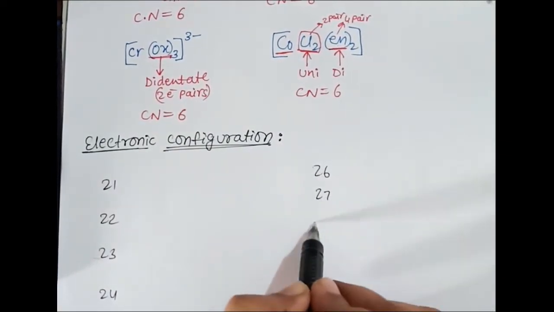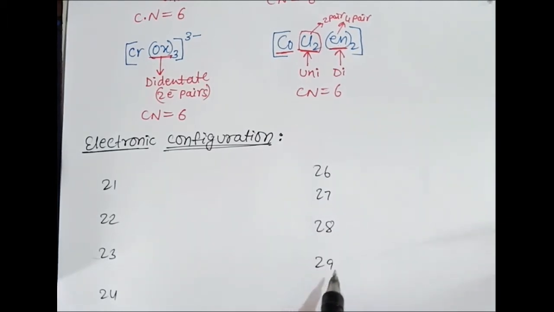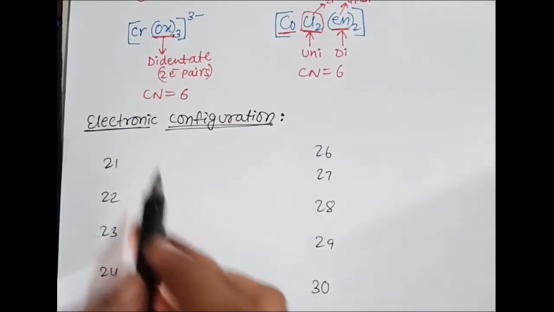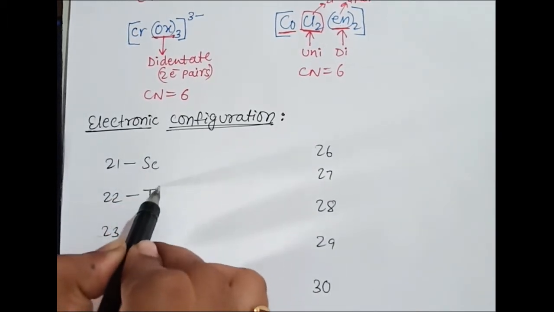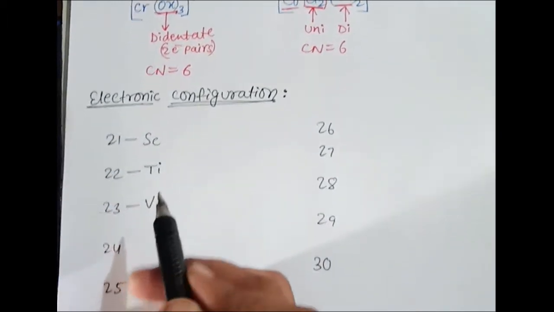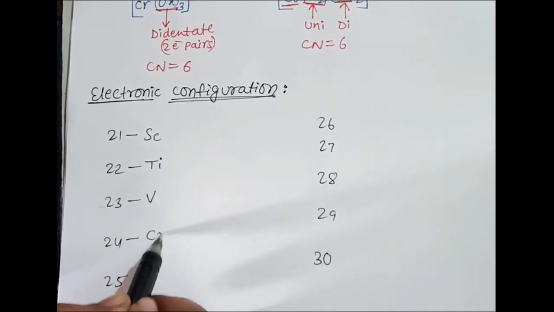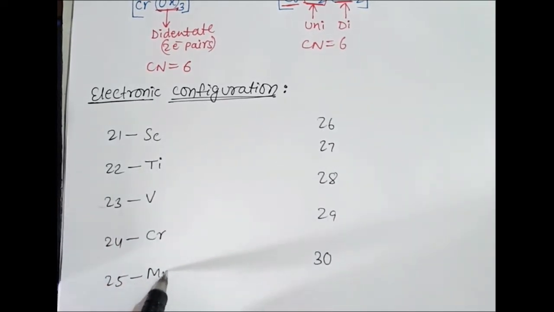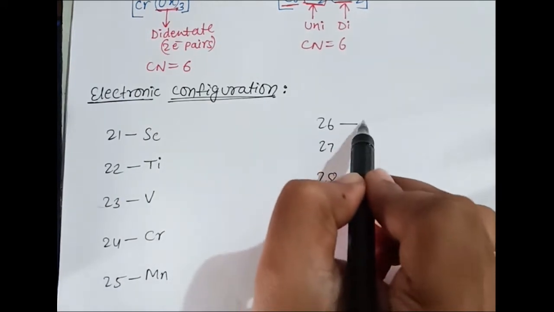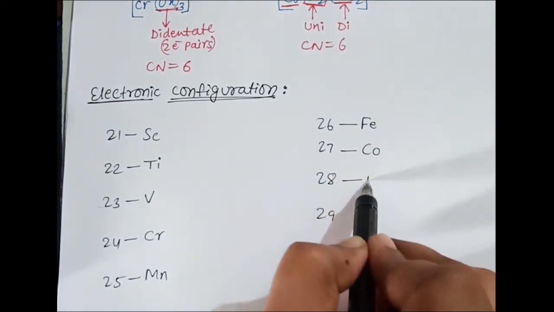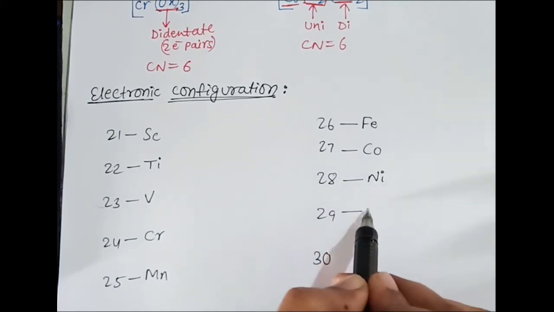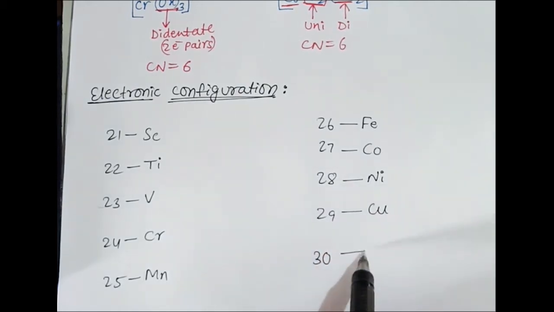26, 27, 28, 29 and 30. 21, it is scandium. 22, it is titanium. 23, it is vanadium. 24, it is chromium. 25, it is manganese. 26, it is iron. 27, cobalt. 28, nickel. 29, copper. And 30, it is zinc.